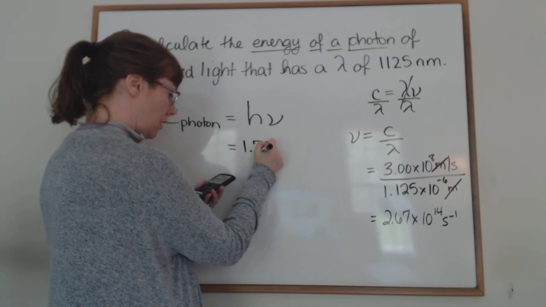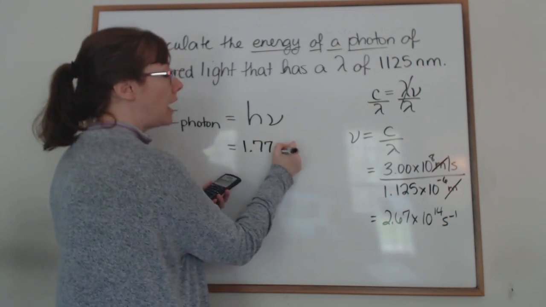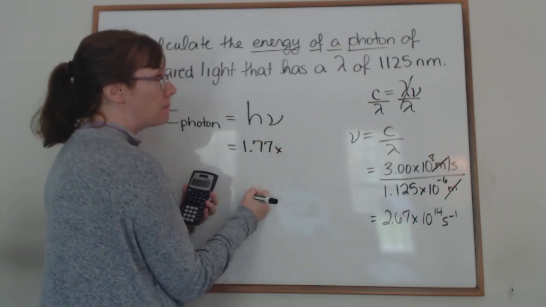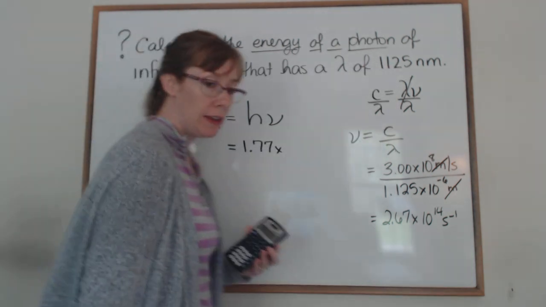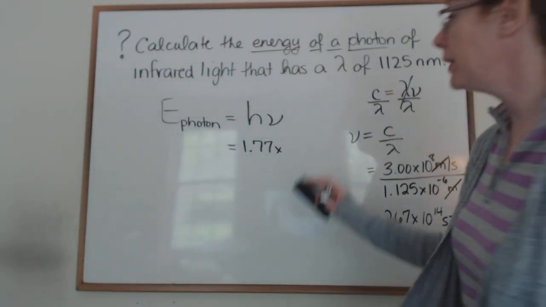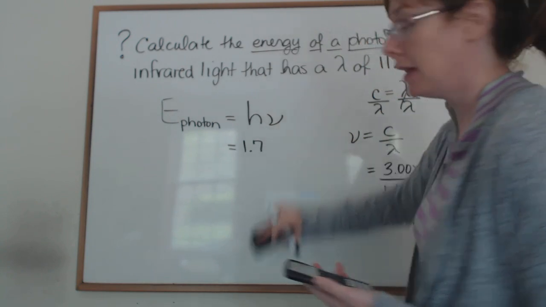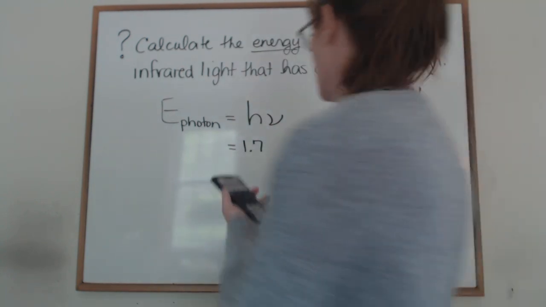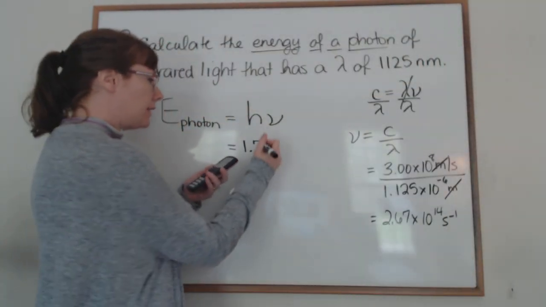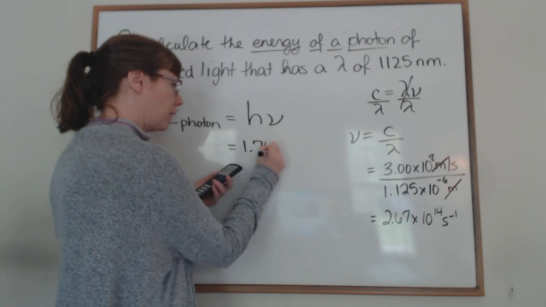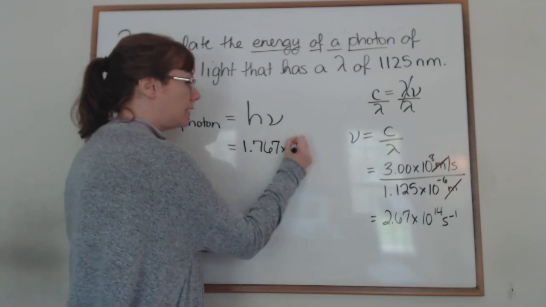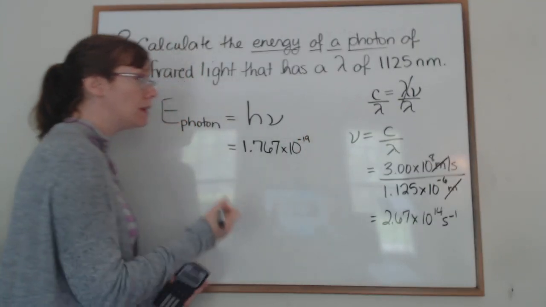1.77 times, actually, you know what? 4 sig figs, and Planck's constant had 4, so let me go ahead and be good here. So 1.767 times 10 to the negative 19th, and what would the unit be?